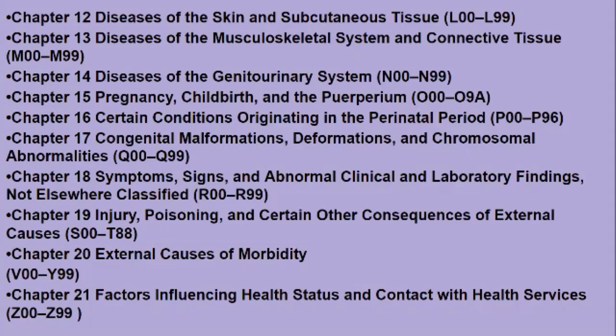Chapter 19, injury, poisoning, and certain other consequences of external causes, S00 through T88. Chapter 20, external causes of morbidity, V00 through Y99. And our last chapter, chapter 21, factors influencing health status and contact with health services, Z00 through Z99.